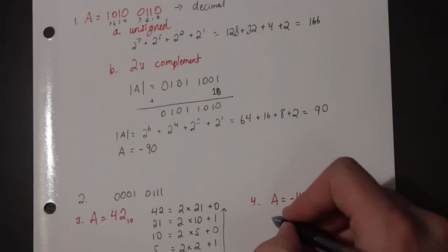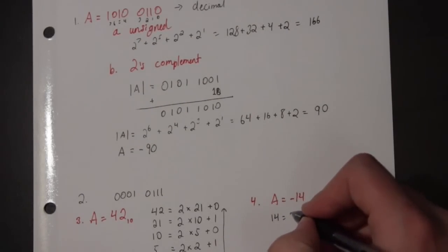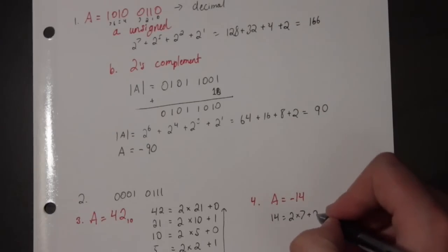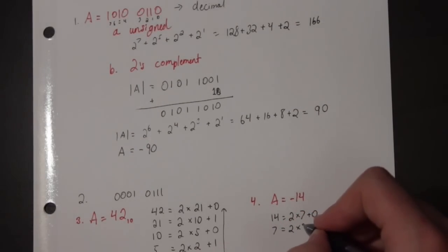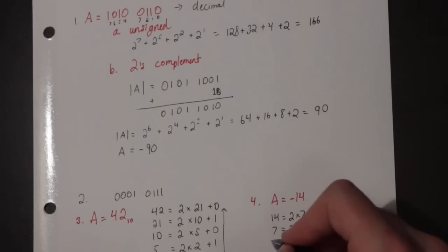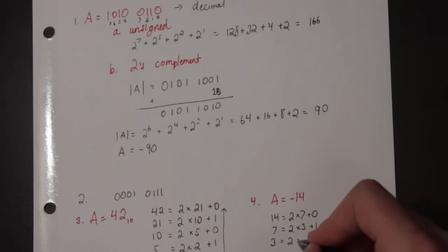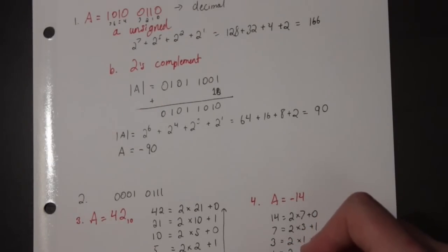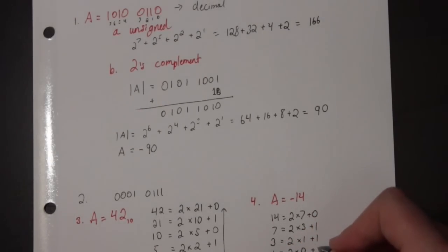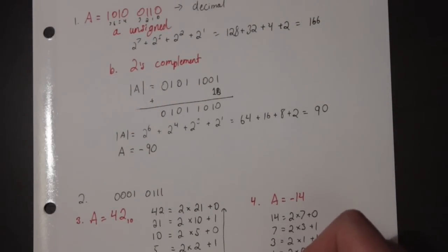So let's go ahead and do 14 equals 2 times 7 plus 0, and then 7 equals 2 times 3 plus 1, 3 equals 2 times 1 plus 1, 1 equals 2 times 0 plus 1, and then we're done. So we know that 14 is going to be 1, 1, 1, 0. We're going to pad it out to 8 bits, so 0, 0, 0, 0, 1, 1, 1, 0.